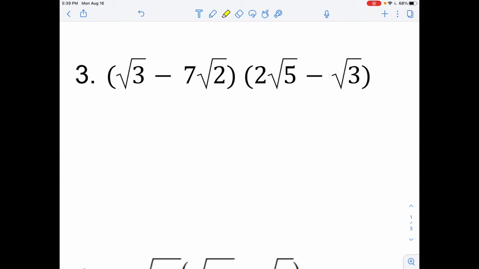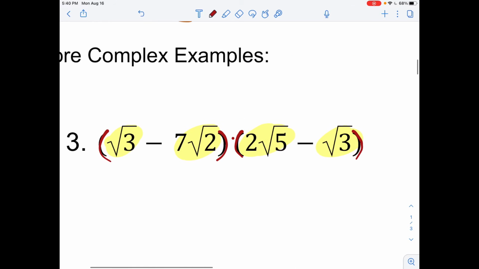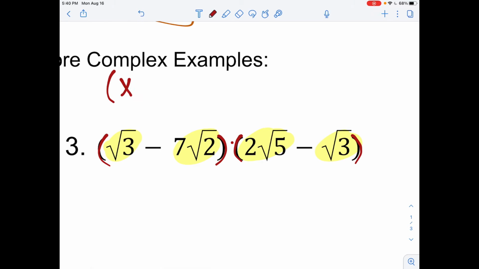Now, what do I see? I see 1, 2, 3, 4 terms, right? But they're all contained in parentheses. Well, what does parentheses mean? That means that I am multiplying these two things together, right? Now, when I multiply things that have parentheses, remember when I'd give you something like this, x plus 2 times x plus 1, and I'd ask you to FOIL it out. A lot of people call this foiling. You can just say you're multiplying it out, right?